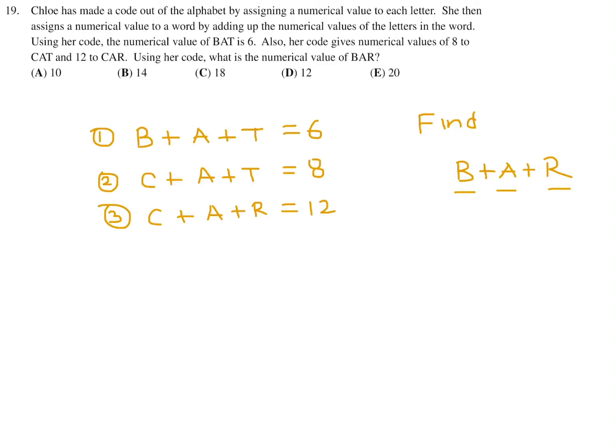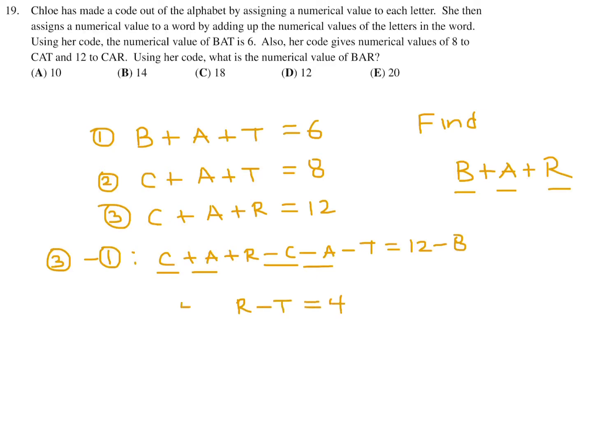So I have no use for the C, so I'm going to try to eliminate C. I can do that in several ways, but I think 3 minus 1 should do it pretty easily. So that would be C plus A plus R minus C minus A minus T is equal to 12 minus 8. The C's cancel as planned. It looks like the A's also cancel. So R minus T is equal to 4, and I'll call this equation 4.